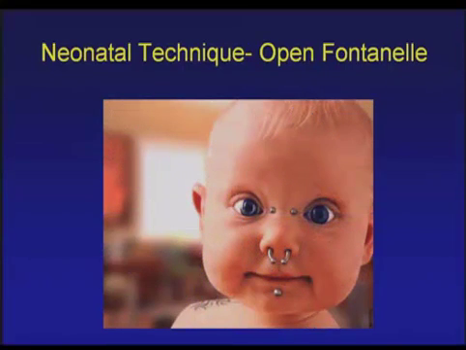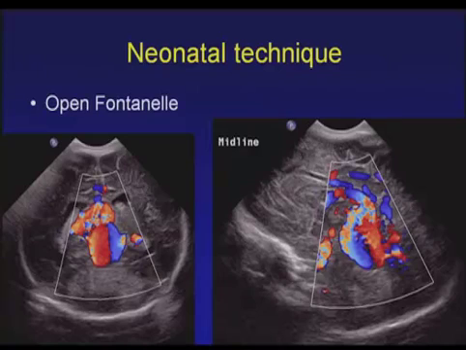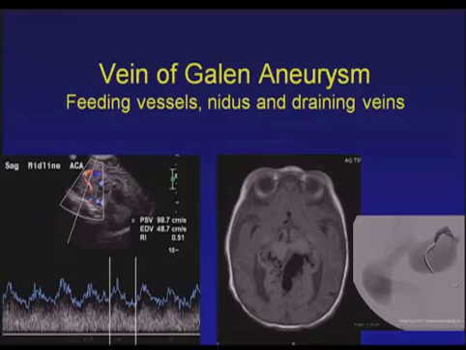We'll now move on to the neonatal technique of transcranial Doppler. With the open fontanelle, we have the advantage of directly looking at the vessels as well as looking at the brain. Here we have a case of a vein of Galen aneurysm, beautifully seen by ultrasound. We can put the cursors on, demonstrating very high diastolic flow with multiple feeders into the vein of Galen aneurysm.